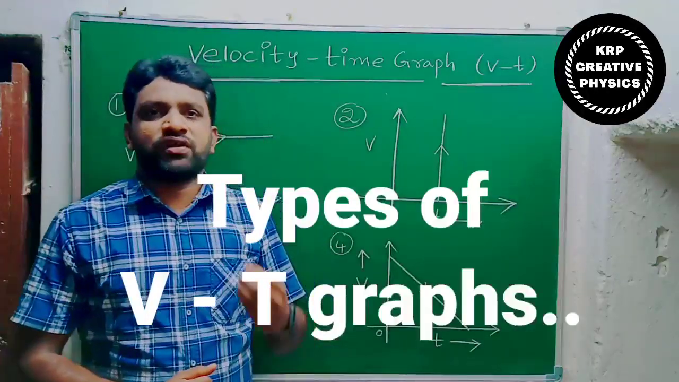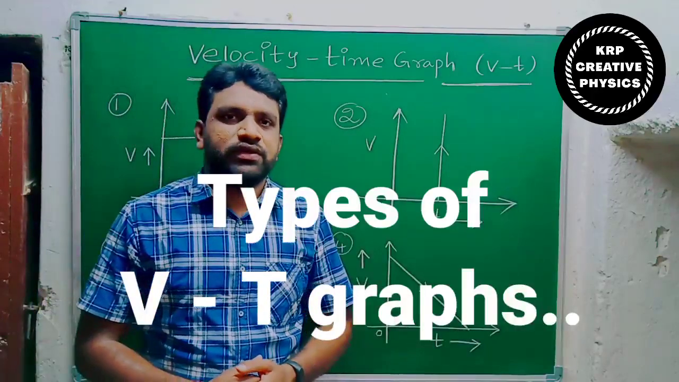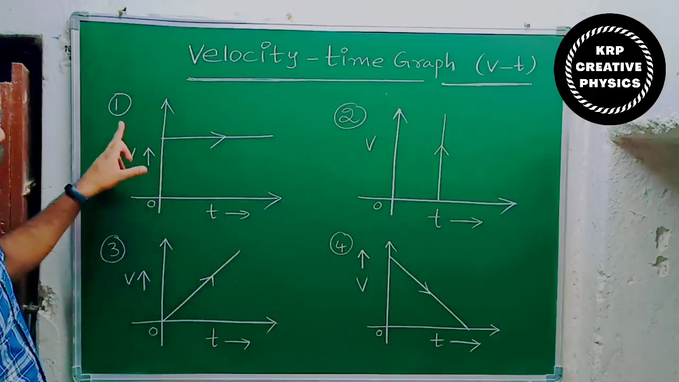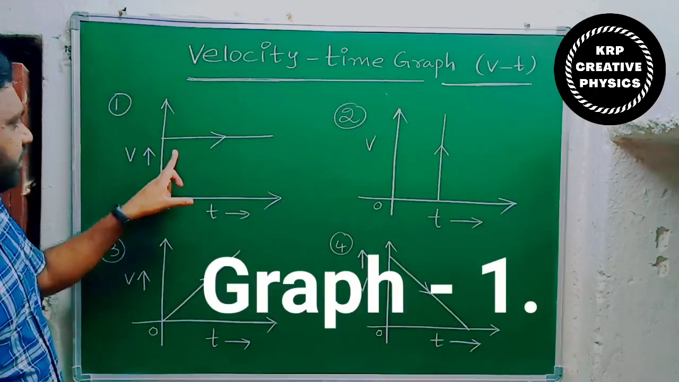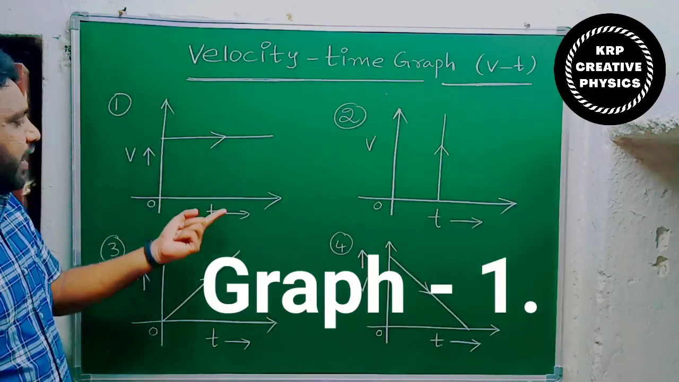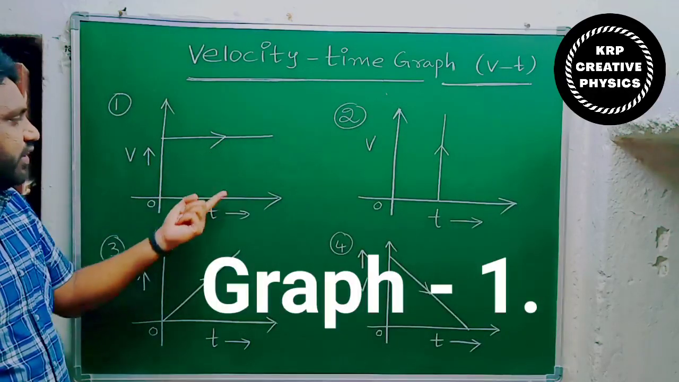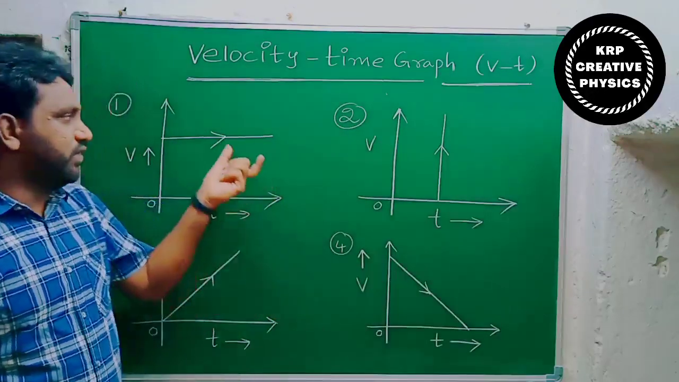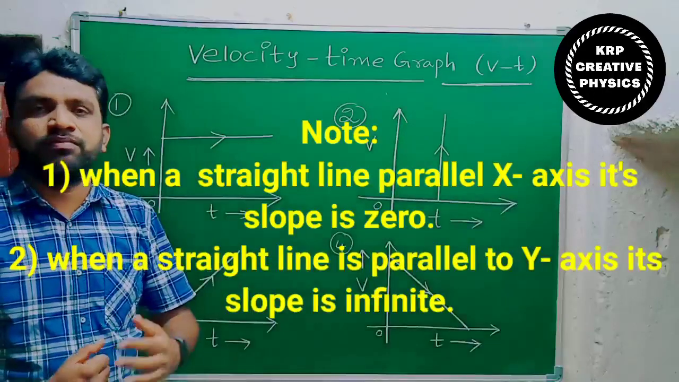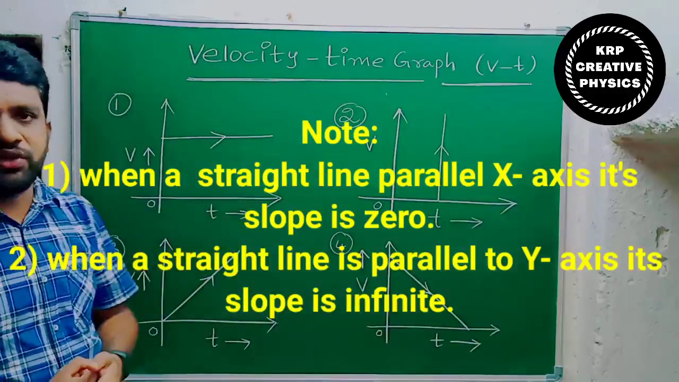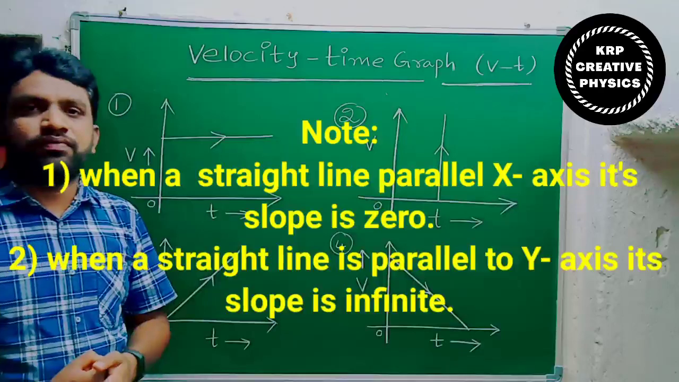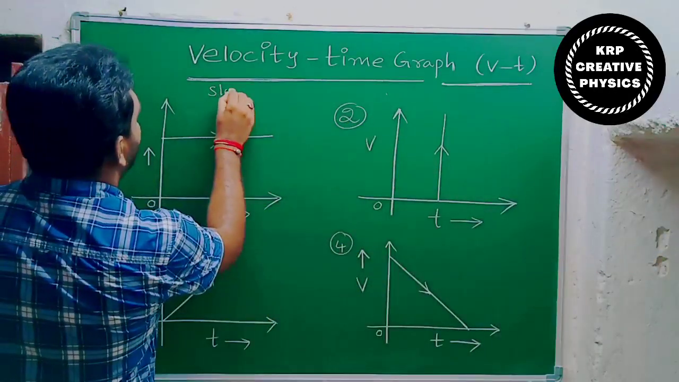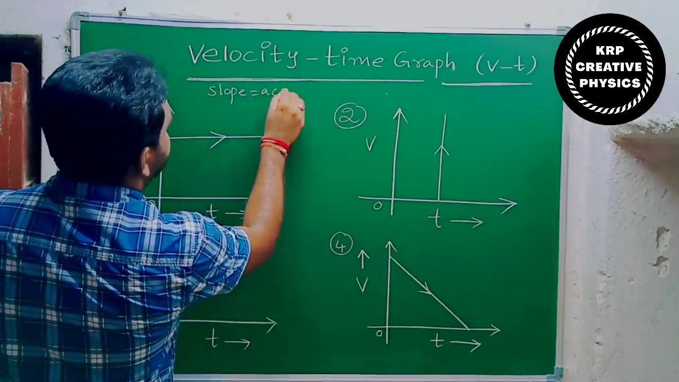Okay friends, let's learn the different types of velocity time graphs. These are the different types of velocity time graphs here on the board. First, if we consider this first graph, we are getting one straight line parallel to the time axis. When in a graph we get a straight line parallel to the time axis, its slope is 0. In a velocity time graph, as we know, slope equals acceleration. So what does it mean here? Slope equals acceleration equals 0.